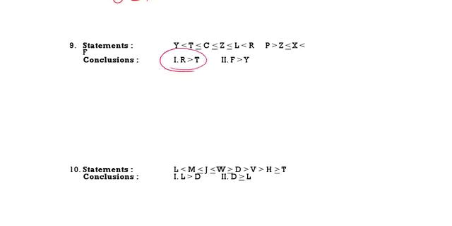See here. T less than or equal to C, C less than or equal to Z. Z less than or equal to L, L less than R. So here between T and R, there is a less than symbol. Therefore R greater than T definitely follows.